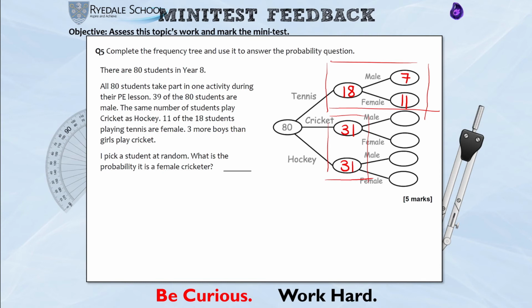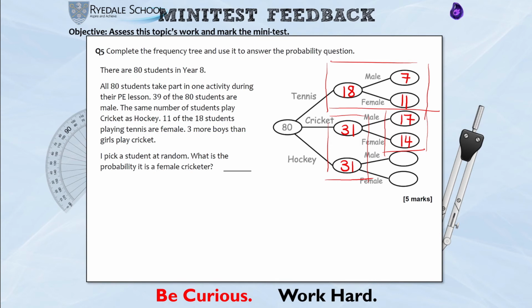Next, I'm going to do 3 more boys than girls play cricket. So how can you split the 31 that are playing cricket and still satisfy that? Well, the way that we get that to work is we need 17 and 14. They add up to 31, and there's 3 more boys than girls. The easiest way to do that was to just crunch a few numbers. That is going to be your 3rd mark.